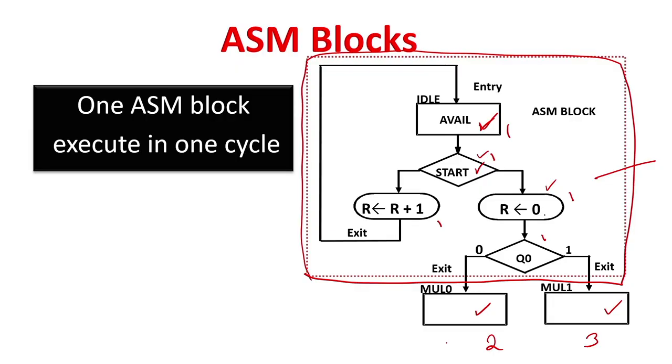And these are another block 2 and this is block 3. This one is block 1. So, this is an example of 3 blocks. So, the number of ASM blocks depends on the number of state boxes available in the ASM.